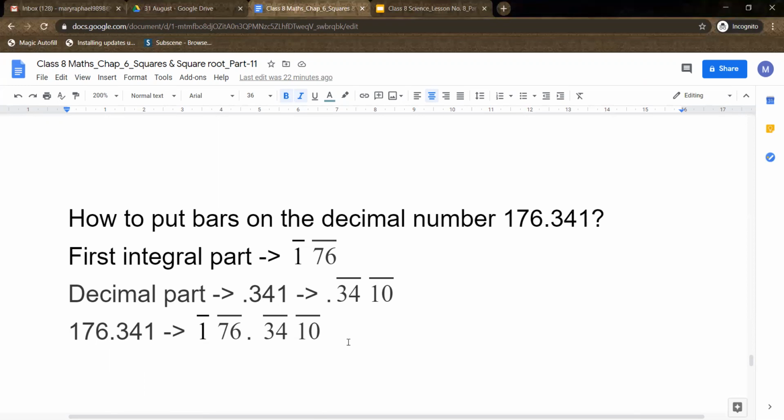No need to find the square root. This is just an example I have shown of how to put bars on a decimal number having an odd number of digits after the decimal. Okay. Now in the next class we will do many questions of the division method, then you will understand very well. Today we are concluding here.